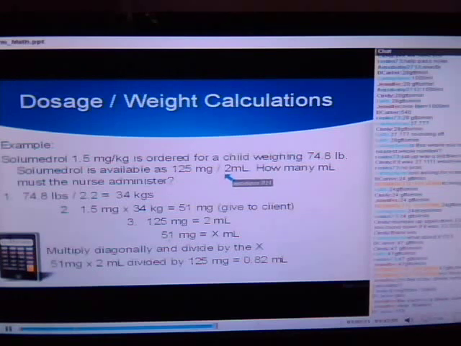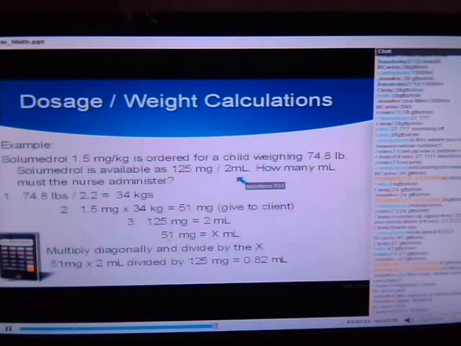For the sake of my viewing audience, 51 times 2 divided by 125, you'll come out with, like Cindy said, 0.16, so you make it 0.82 milliliters.